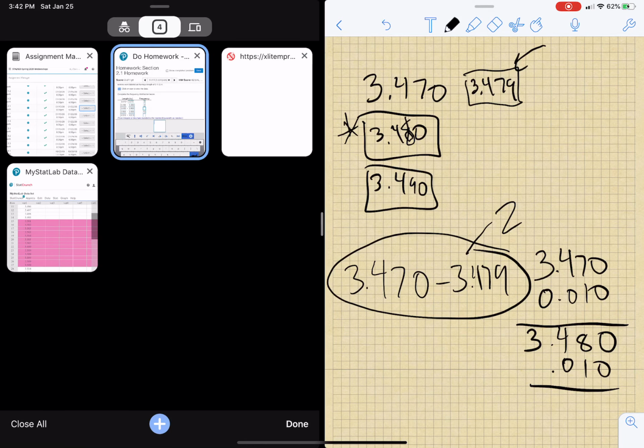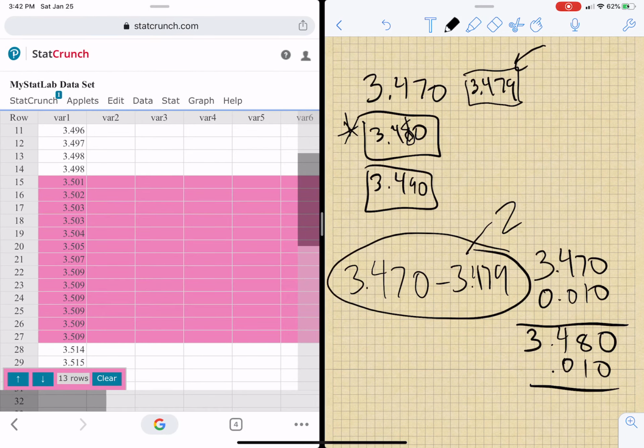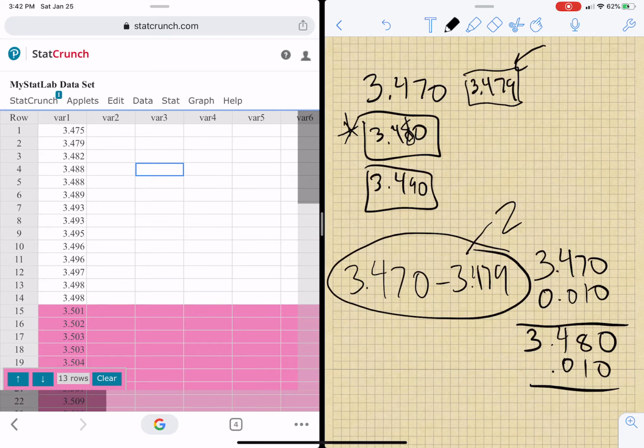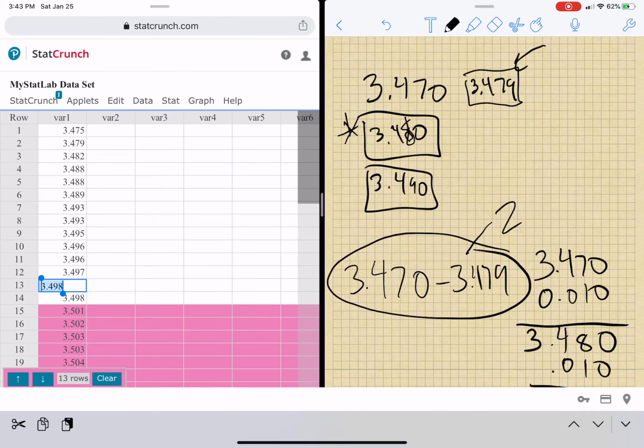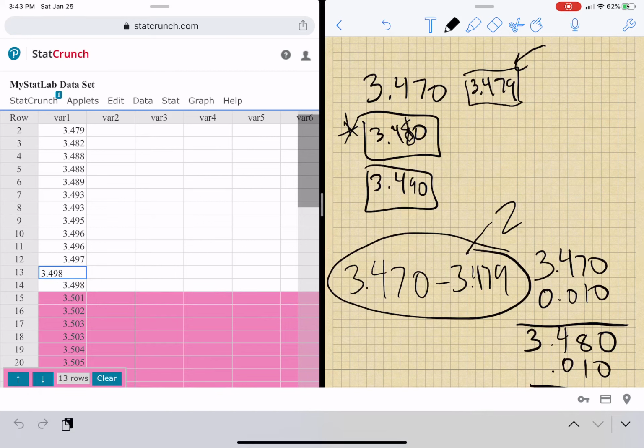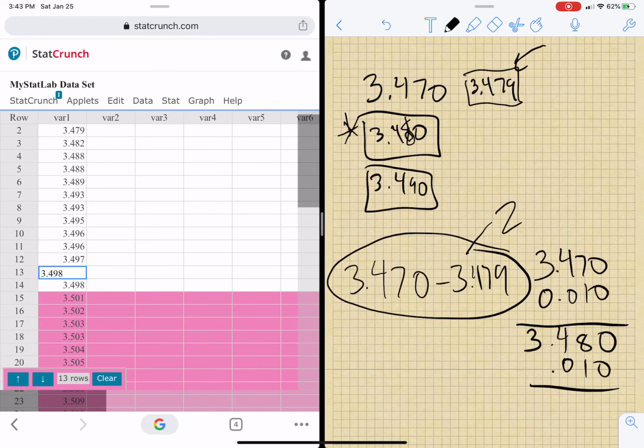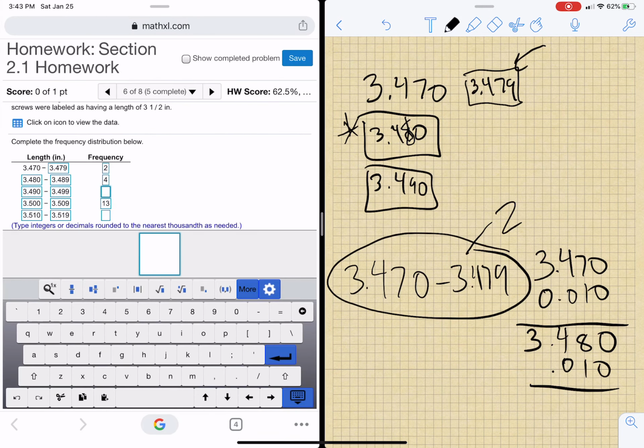Okay, I don't know what happened. Hope this doesn't get messed up, but 1, 2, 3, 4, 5, 6, 7, 8. I have 8 there. Probably had 8 there already.